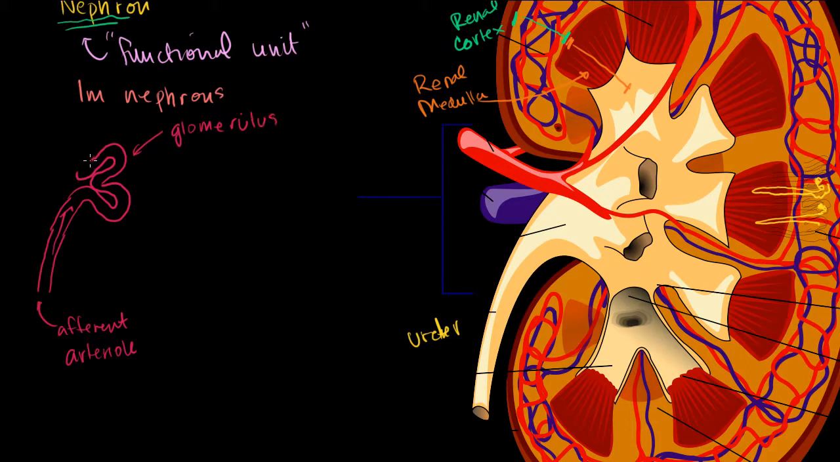And then it leaves via the efferent arteriole. Efferent. Let me switch colors. This red is getting monotonous. This is the efferent arteriole. Efferent. And efferent just means away from the center. Afferent towards, efferent away from the center.